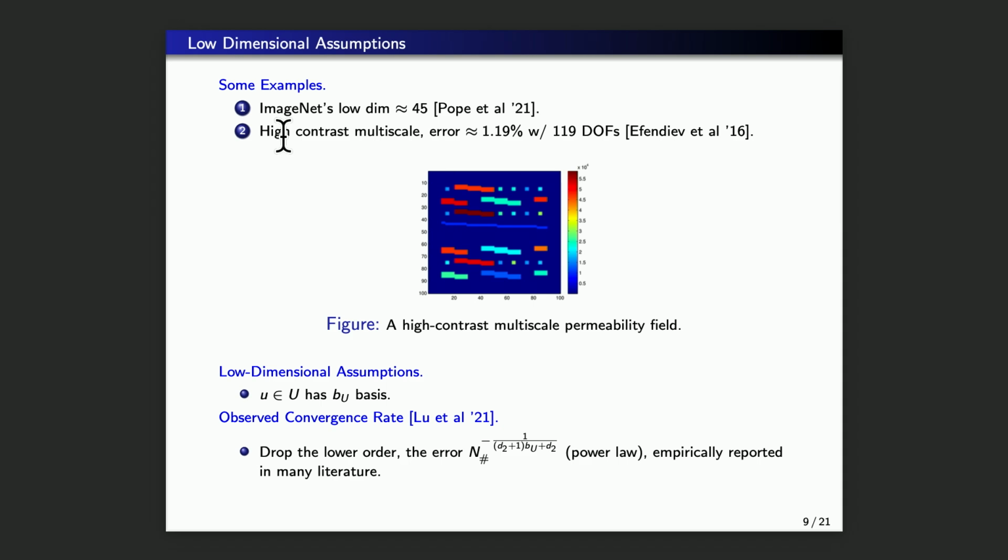Specifically, it's a high-contrast multiscale problem for a porous media flow equation. Particularly, this is the permeability of a Darcy flow equation, and this picture comes from a real reservoir simulation. This problem is really hard to solve using standard methods, finite elements or others, because the dimension is really high.